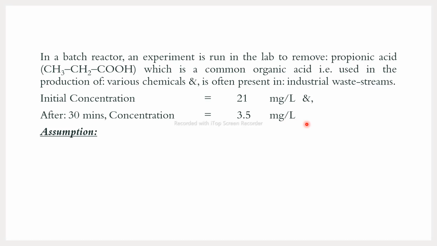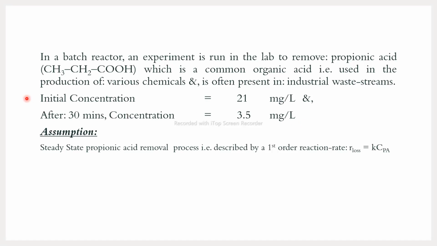The assumptions are steady state, that means flow in equals flow out, and first order reaction kinetics. That means R loss equals K into the concentration of propionic acid. The rate at which propionic acid is being degraded inside the batch reactor is given by this equation, C to the power 1. There will be a negative sign, as it is loss: concentration is decreasing with respect to time.